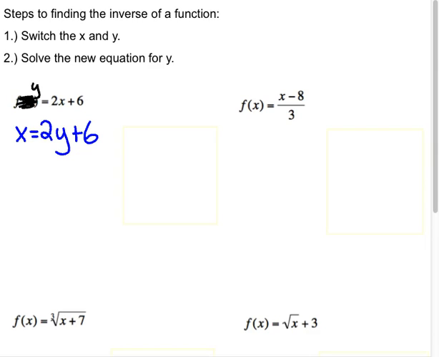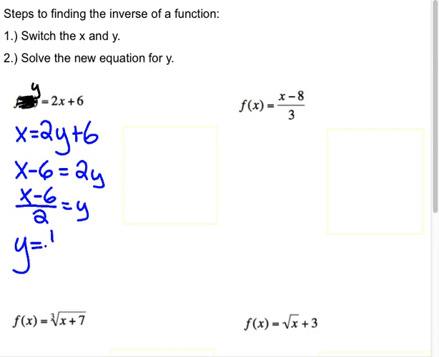However, when we're giving equations, we never want to just leave it like that, do we? So we're going to resolve for y. We're going to take this new equation and we're going to solve it for y. So I'm going to subtract the 6 over, divide by 2. So my inverse, y is going to equal 1/2 x minus 3. Okay, that is my inverse function.